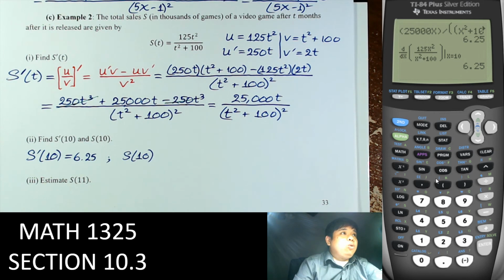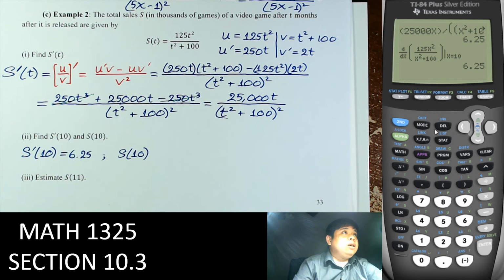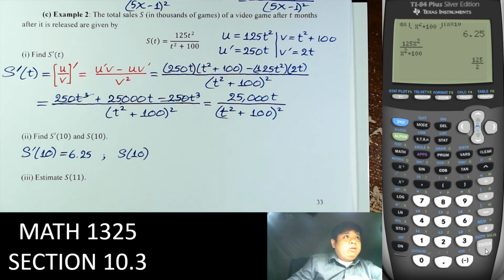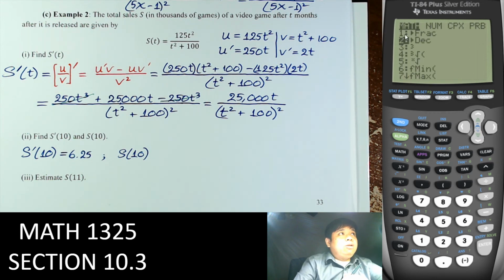Right. Now we evaluate the function at 10. We have x equal to 10 already. Now we just enter the function, which is this. Alpha y equal, we have a fraction, 125 x squared over x squared plus 100. We still have x equal to 10; we haven't changed that value. So that is the original function. At x equal to 10, we have 125 over 2. If you want the decimal, hit math. Fraction is number 1, decimal is number 2. 62.5.